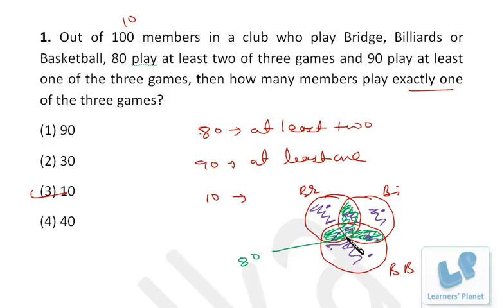So entire portion minus the portion covered by green will be our answer, right? So the portion that is covered by green is 80 and the entire portion is 90. So 90 minus 80 will give us only billiards plus only bridge and only basketball. That is exactly one game. Getting my point? So I have shown you the diagrammatic representation also, but that is actually not required. For your concept clarity only I have done this. Otherwise by common sense also you can answer this question. Okay, I hope it's clear to you.